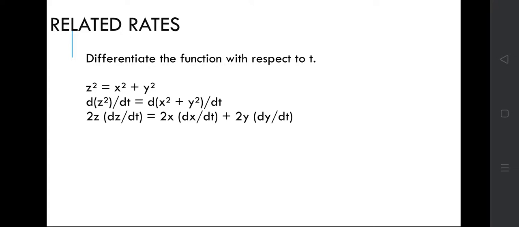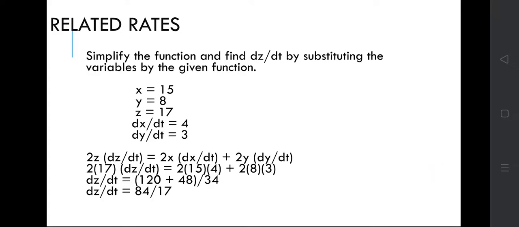Ito na. So, dito na papasok yung gagawin nating algebraic ang pag-solve. Simplify the function and find dz over dt by substituting the variables by the given function. So, binalikan natin yung mga given values. X is equal to 15, y is equal to 8, z is equal to 17, dx over dt is 4, dy over dt is 3. Ang kailangan na lang is dz over dt.